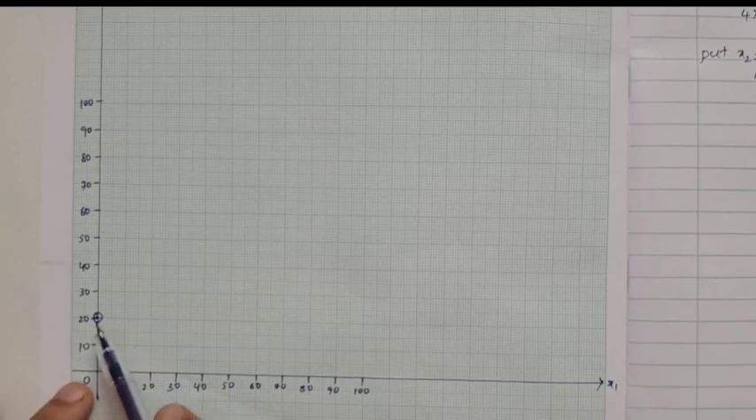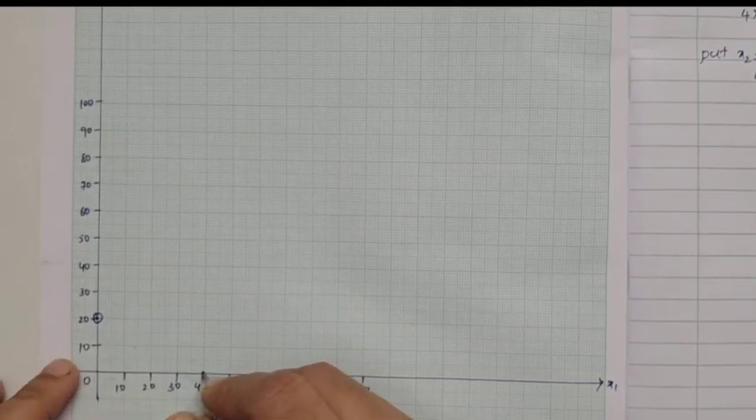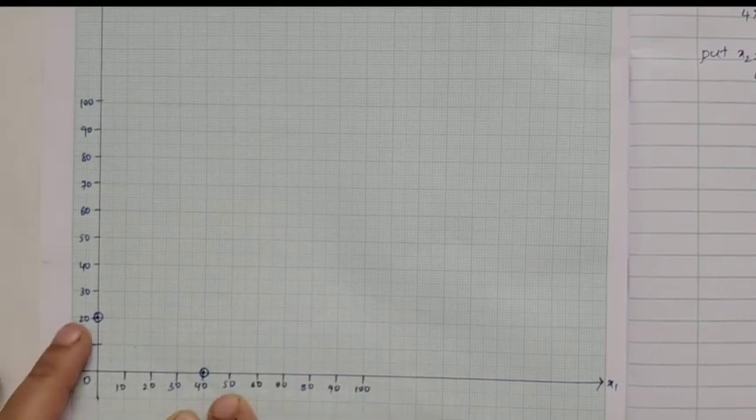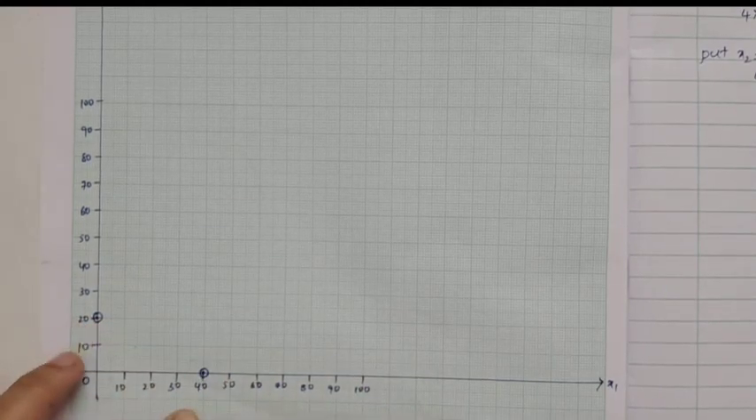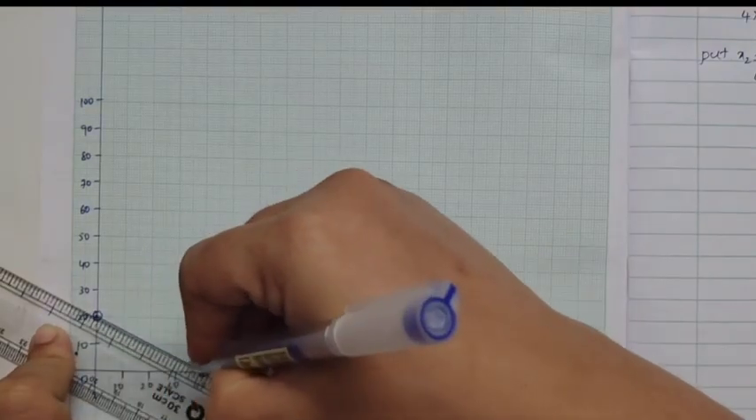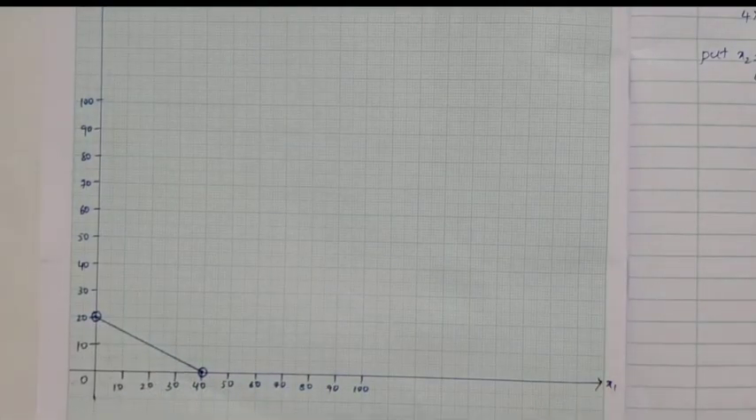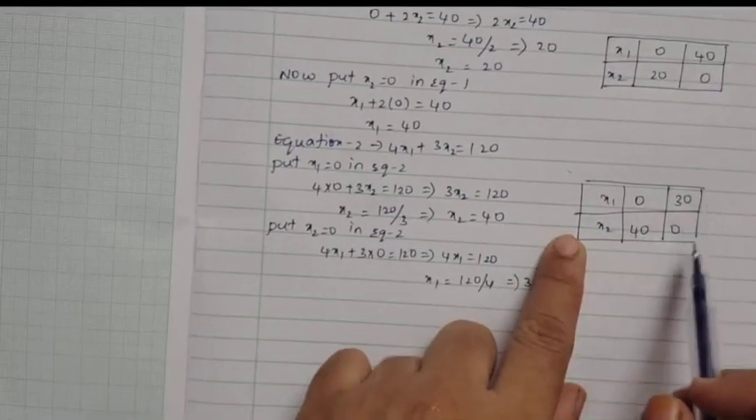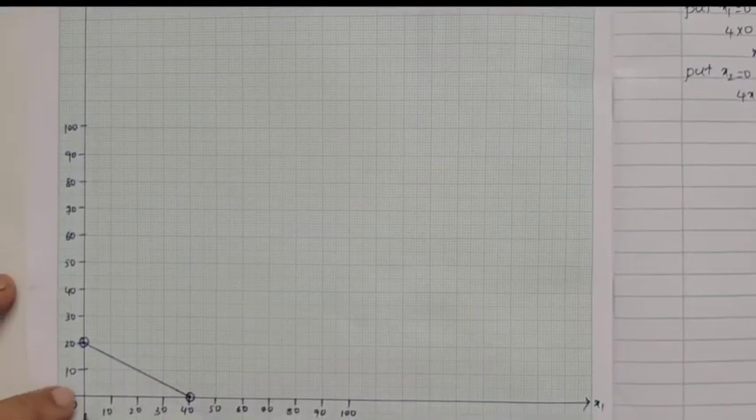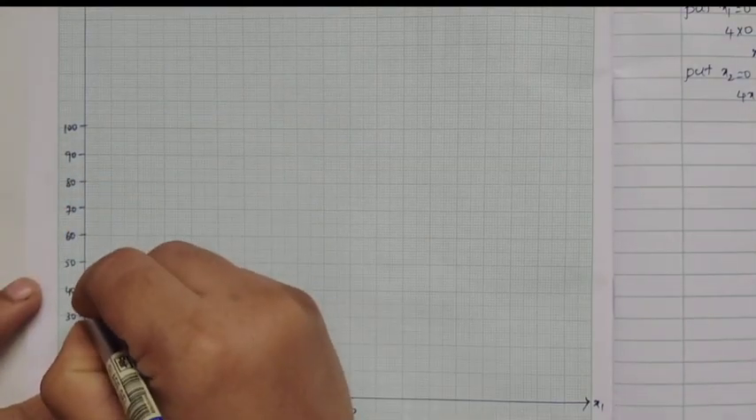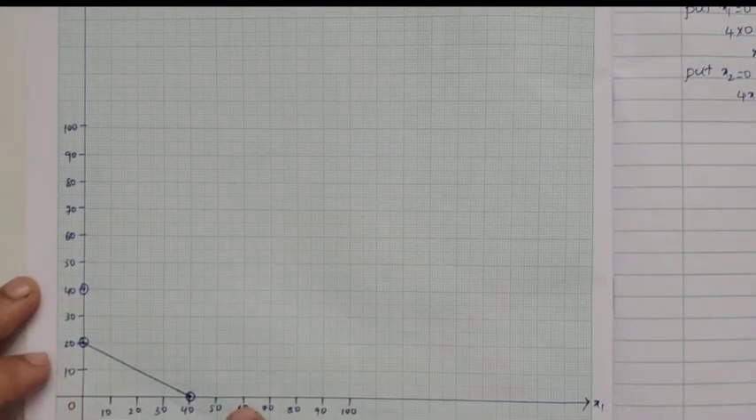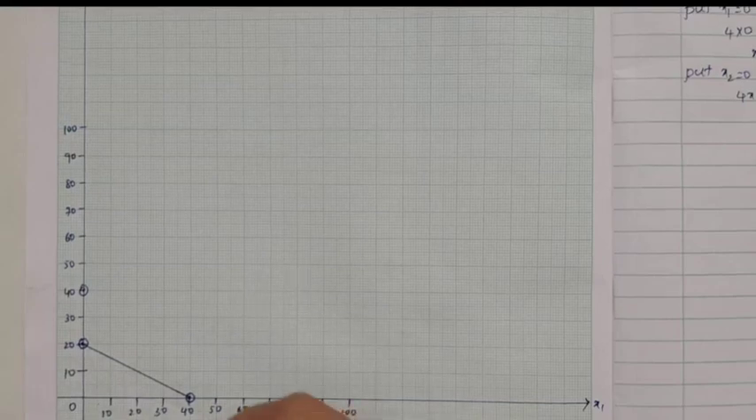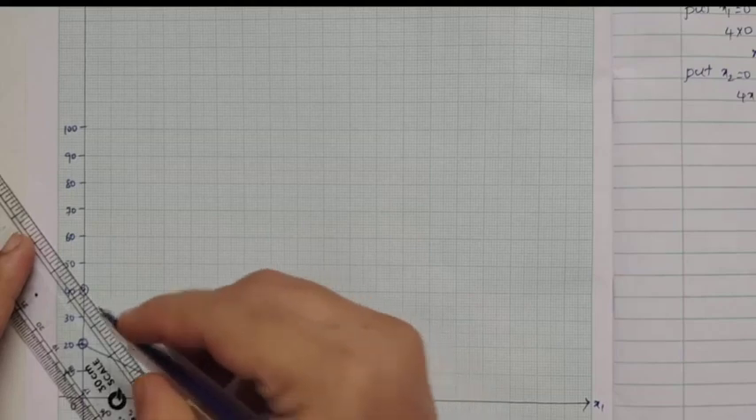For the first equation, x1 = 0 and x2 = 20, and x1 = 40 and x2 = 0. This is our first equation line. Join these two points. In the same way, for equation 2, we have (0, 40) and (30, 0). We point 40 on the y-axis and 30 on the x-axis, and join these two points.